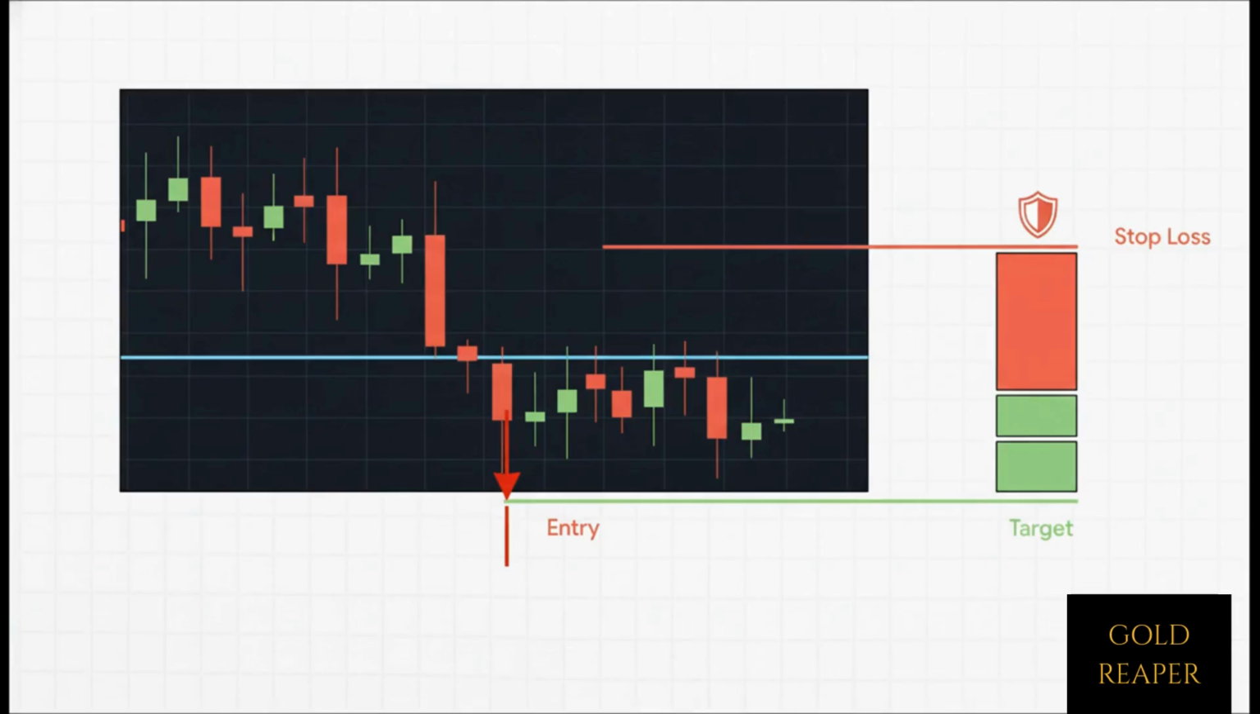The execution here just mirrors the long setup. You enter on the close of that breakdown candle. Your stop loss goes just above that broken support level, which should now act as a new ceiling or resistance. And as always, we are disciplined with our risk. We only take the trade if we can realistically target a 1-to-2 risk-reward ratio, or even better.